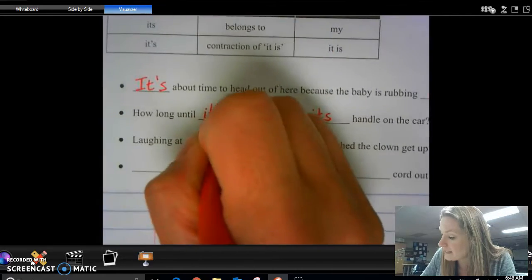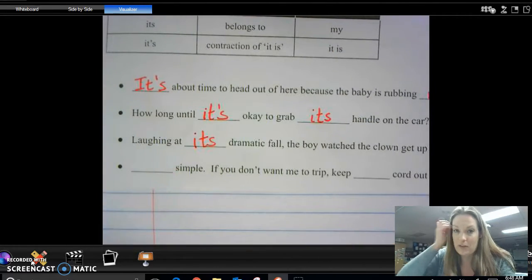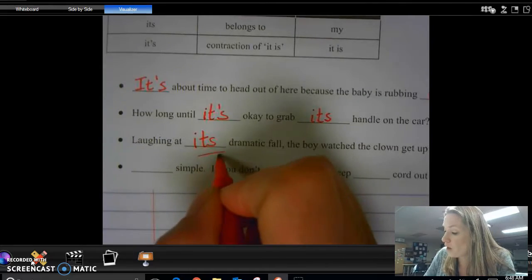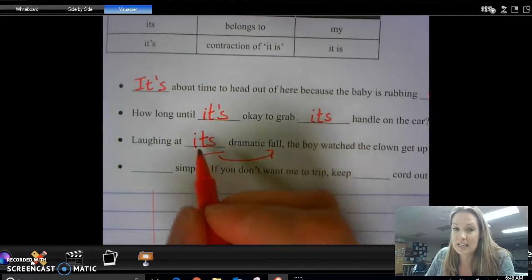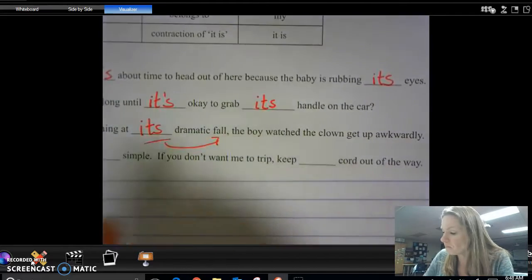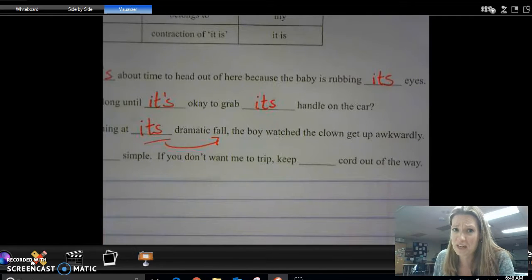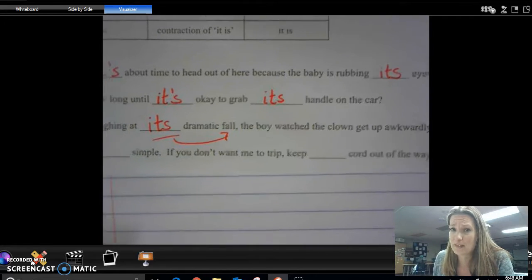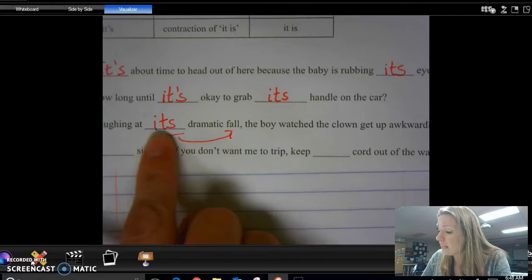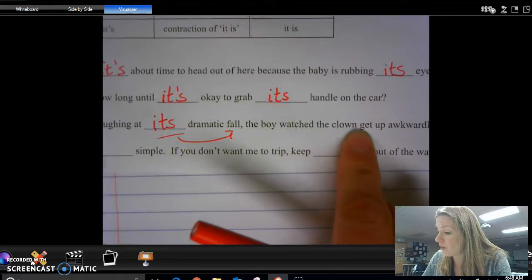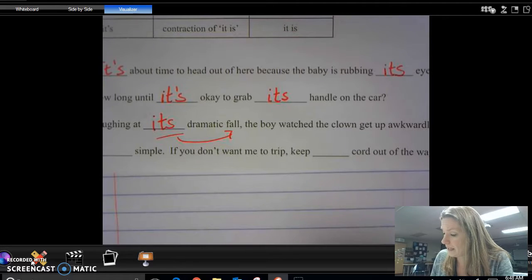So we're going to do I-T-S without the apostrophe. Okay, because the fall belongs to it, so therefore it's possessive, which is kind of opposite of what we think when we're thinking about apostrophes, but in this case, that's the way it is. So laughing at its dramatic fall, the boy watched the clown get up awkwardly.